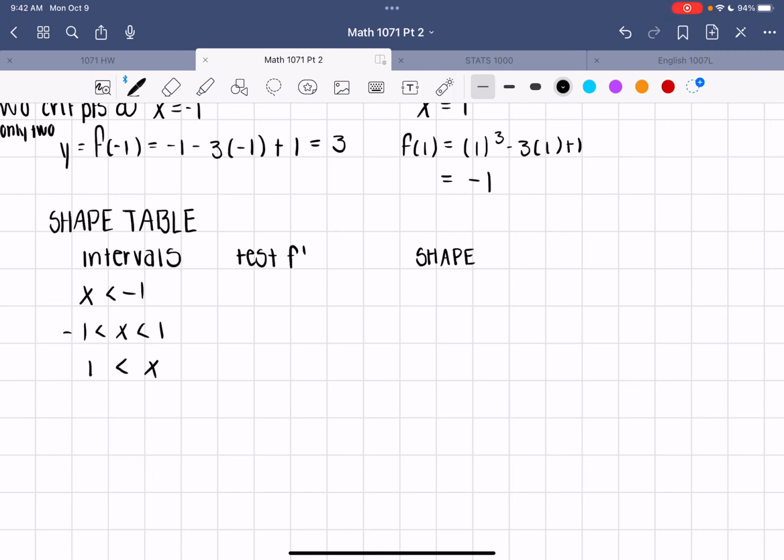Soon the factoring form will be easier, because if you put negative 2 in, that factor is negative, that factor is negative, negative times negative is positive. But whatever, the first derivative at negative 2 is positive, so your shape is increasing. Now pick any number between -1 and +1, say 0. Put 0 into f prime, you get -3. It's negative, so your shape is decreasing. Pick any number to the right of 1, say 2, you get +9 again, so it's increasing.